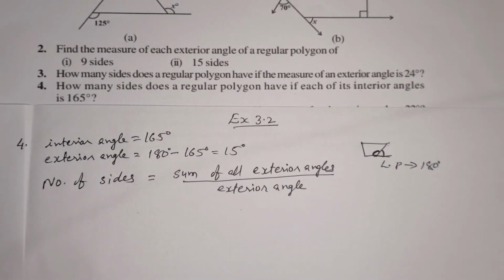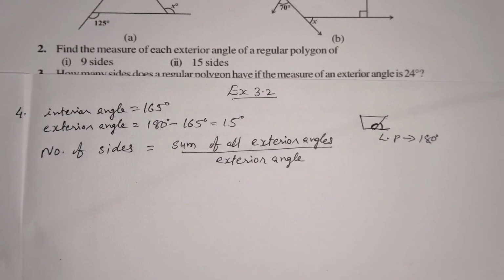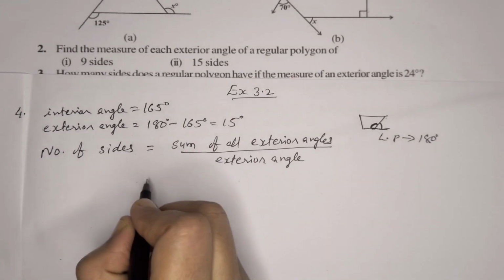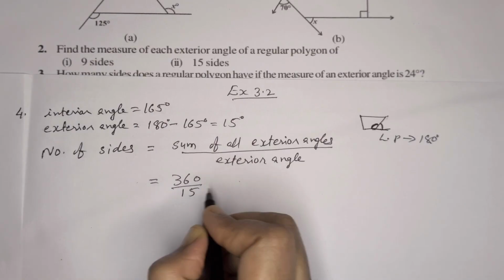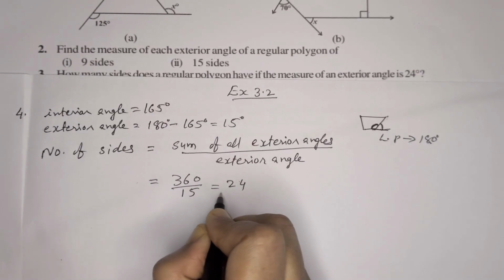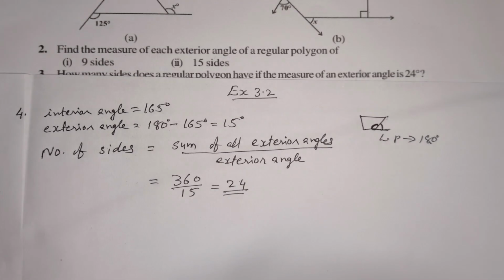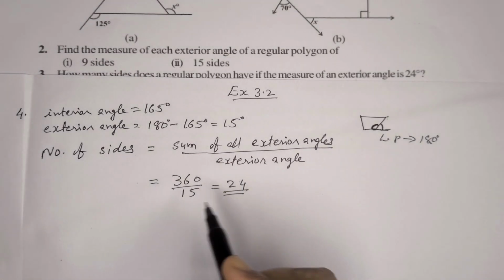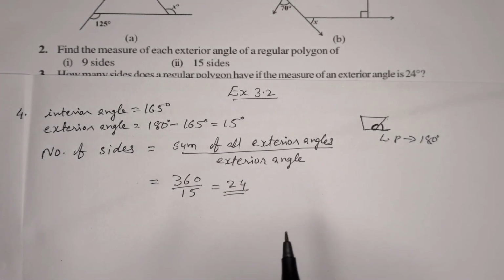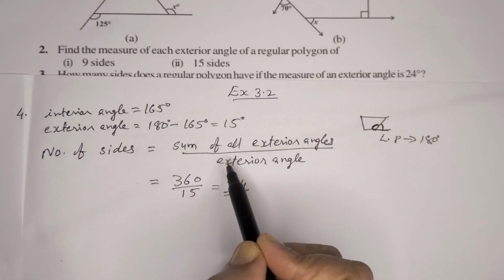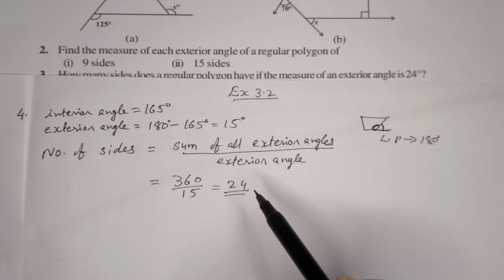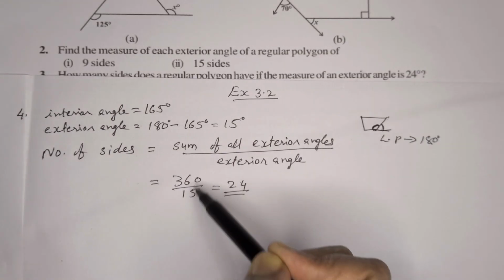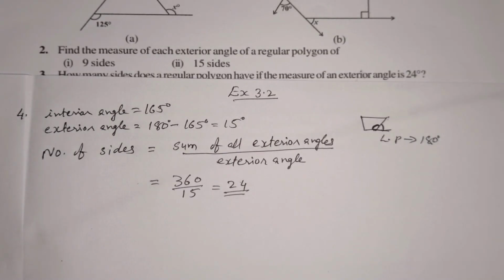That means 360 divided by the given exterior angle, or from the question here, 360 divided by 15. When we are dividing, we are getting 24. So the number of sides is equal to 24 sides for this regular polygon. This is the formula: the sum of all the exterior angles divided by one of the exterior angles. That means 360 divided by 15 is equal to 24. So 24 sides for that regular polygon.